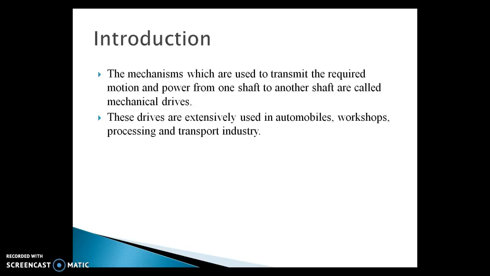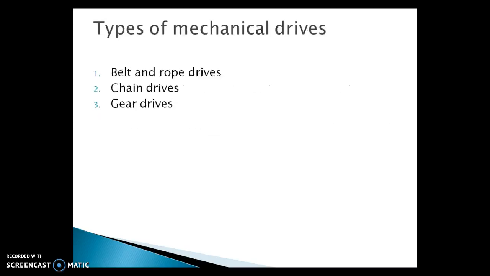Introduction. The mechanisms which are used to transmit the required motion and power from one shaft to another shaft are called mechanical drives. You cannot see any equipment without mechanical drives. These drives are extensively used in automobiles, workshops, processing and transport industries. There are three types of mechanical drives, namely belt and rope drives, chain drives and gear drives, out of which we are going to see only belt drive.